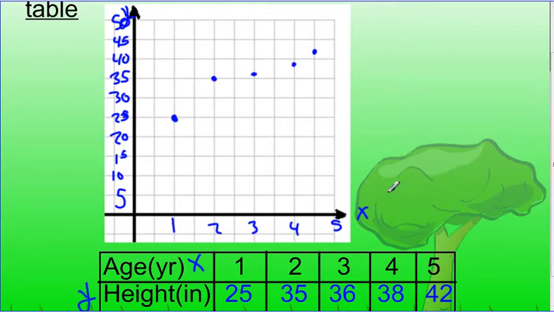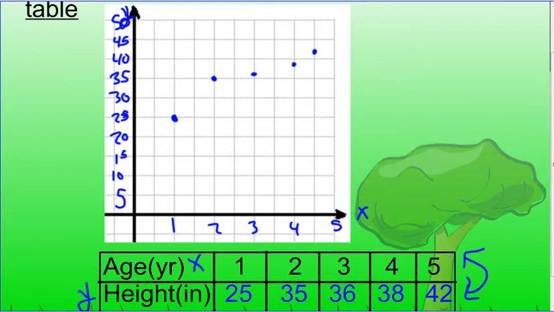Now, again, you'll notice this is not a line. This was not a linear function. It is a function, but it's not linear because it doesn't make a straight line. It's kind of zigzaggy. You do not need to connect the dots. The point here was just to practice graphing points on a coordinate plane using x and y coordinate pairs, like up here. Okay?